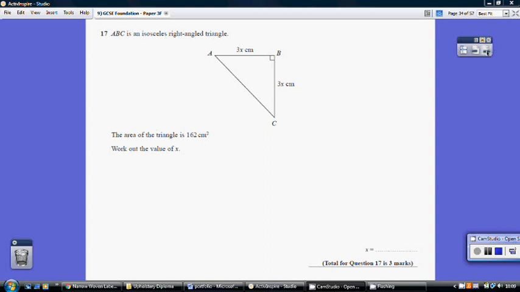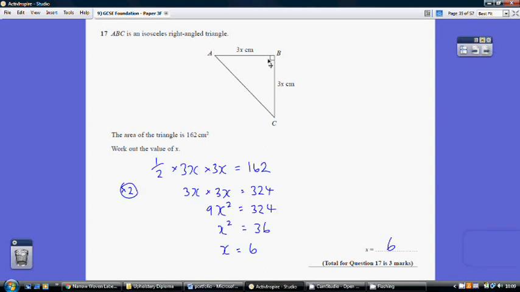Question 17. Well, how do we work out an area of a triangle? It's half times base times height. So half times 3x times 3x, and we're told this area equals 162. So we've constructed an equation here.